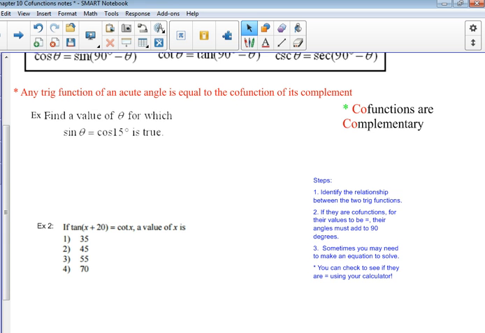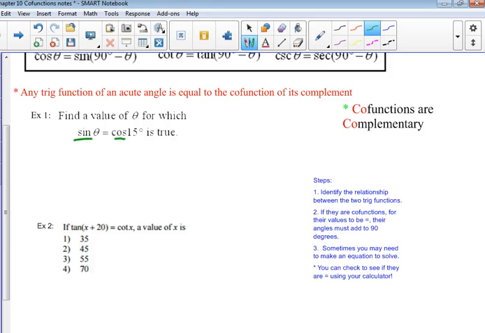Okay, so you would see this on a Regents. This is kind of how they would ask you. Find a value of theta for which this is true. Well, the thing that we know about sine and cosine is they are cofunctions. So what that means is that the two angles have to add up to be 90. If I don't know this angle, we can let it be theta, or F for Frida. So this is like saying this unknown angle plus 15 has to equal 90.